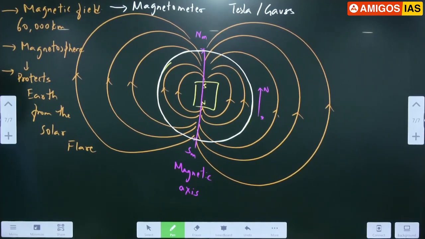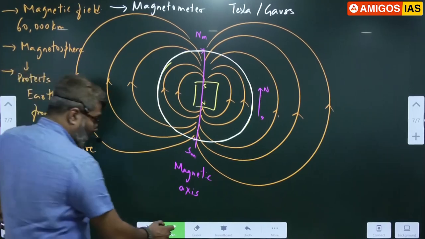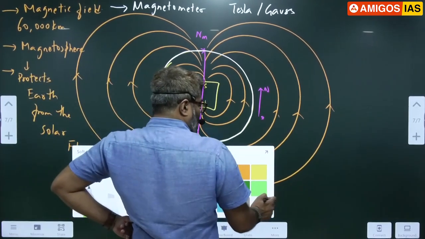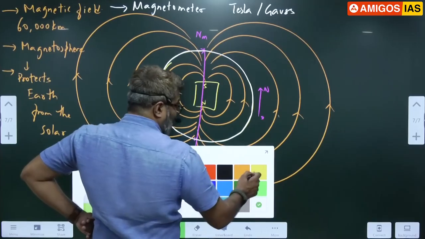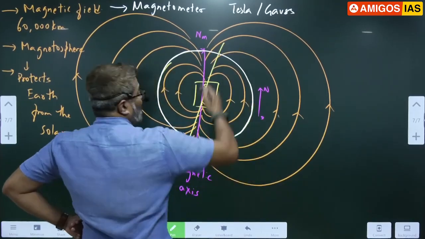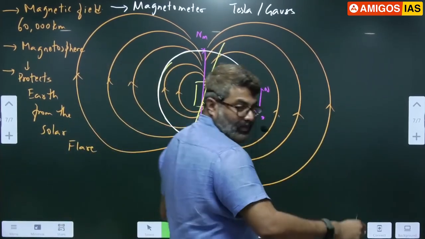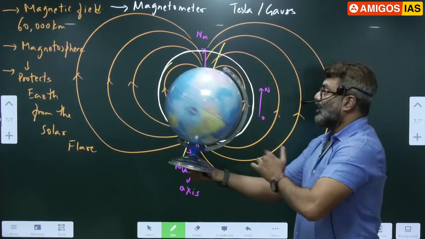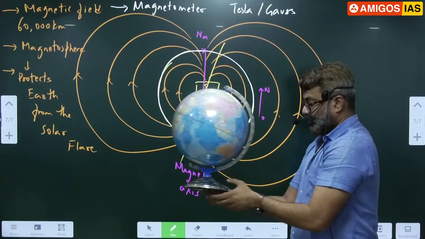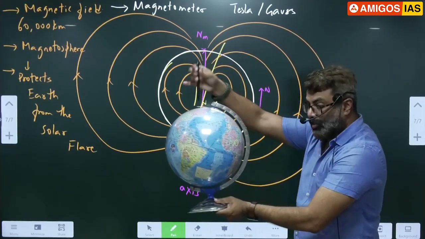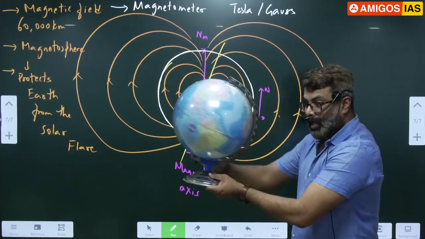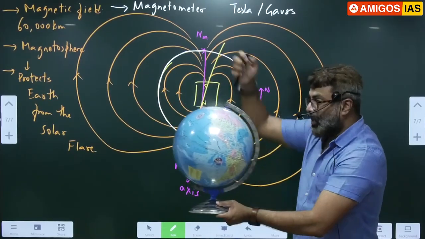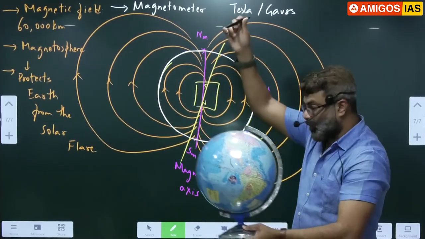So all of you know about the magnetic axis. Now many of you will be wondering, so what about the Earth's axis? The Earth's axis will be this. This is the Earth's axis, the axis of rotation. Earth's axis of rotation will be like this. Magnetic axis will be like this here. The magnetic axis will go like this. Earth axis is this line. Earth is spinning around this axis. Magnetic axis will be somewhere like this, going through the Earth.